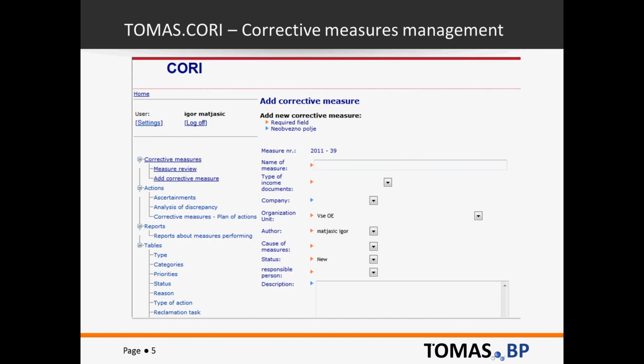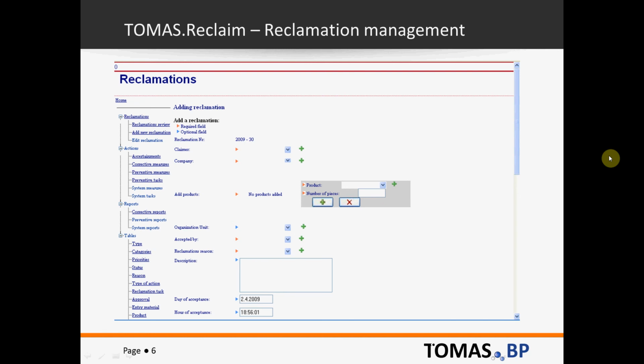In the Tomas Corrective Measures Management, you can act in the event of deviations from the operations of your business objectives. You can simply manage everything in one form. In the Tomas Reclamation Management, you can use a single form to enter all reclamations, claims from your customers. You can analyze them and assign corrective, preventive and system measures. You can also monitor realization of tasks.